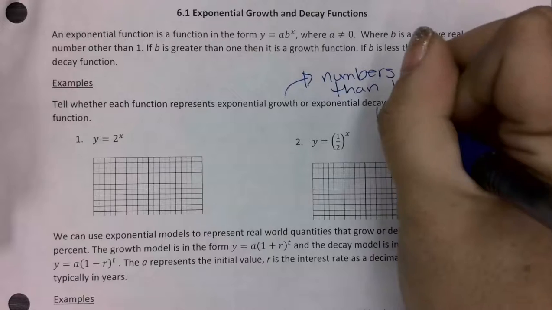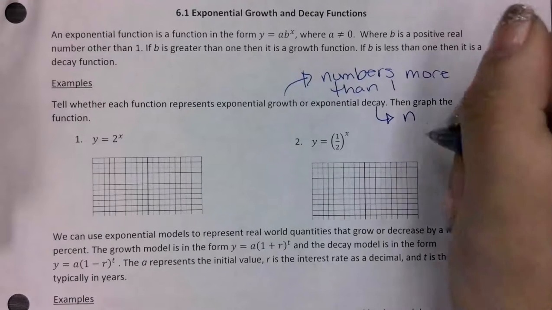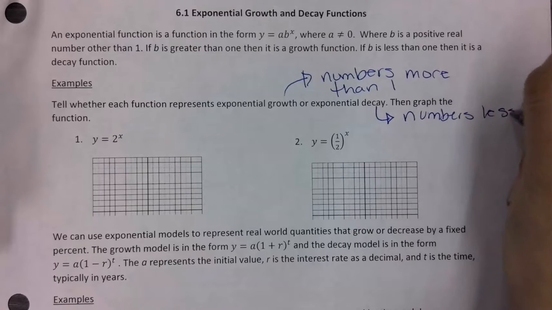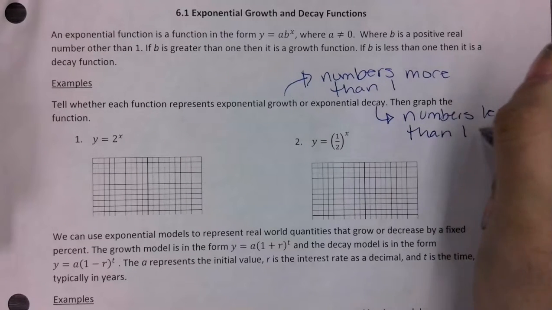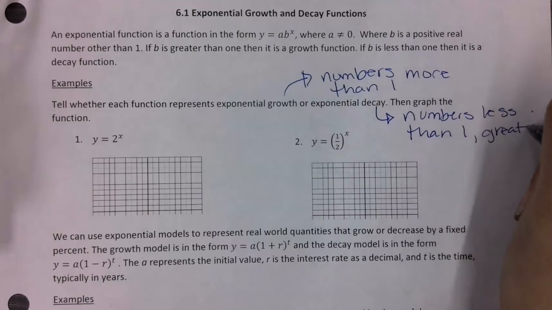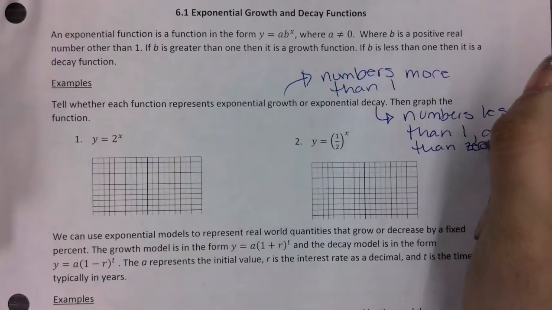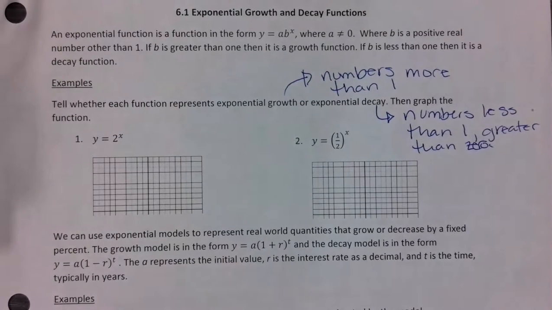And then decay is numbers less than 1, but greater than 0. What if it's a negative number? Then it's not exponential at all. It wouldn't be any kind of function, because it bounces all around the place. It has to be positive. If it's not positive, it's not exponential.